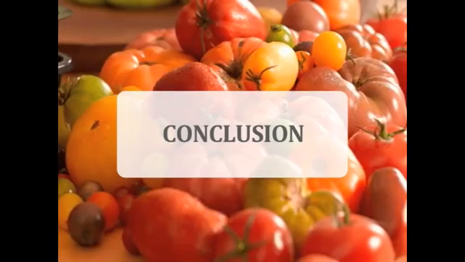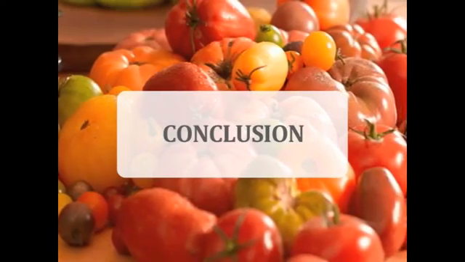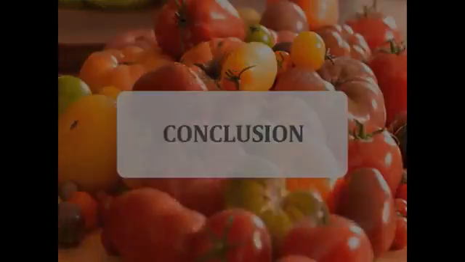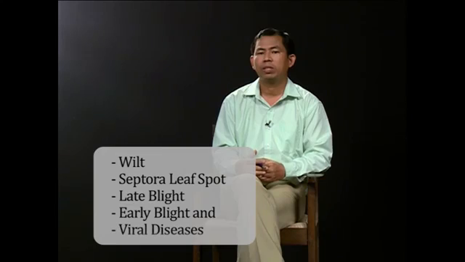Now coming to the conclusion. Tomato is attacked by large numbers of pathogens causing different types of diseases. Among these, most important ones that cause extensive crop losses are wilt, septoria leaf spot, late blight, early blight, and viral diseases.